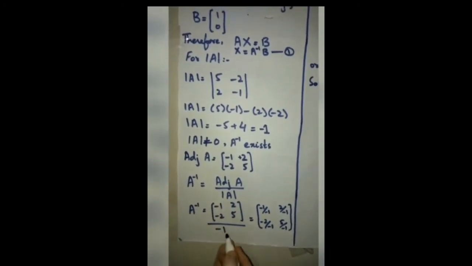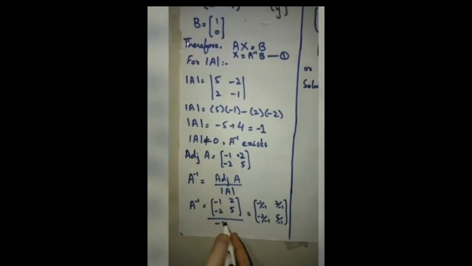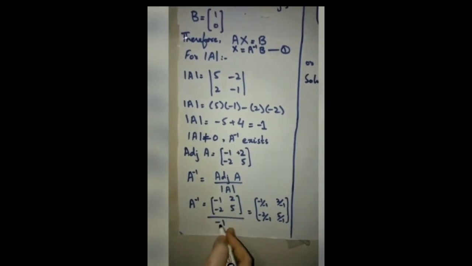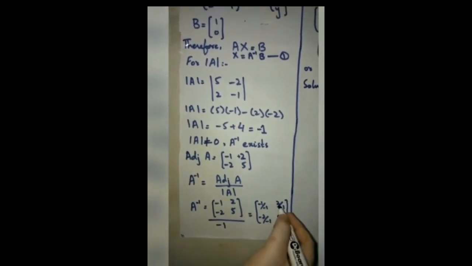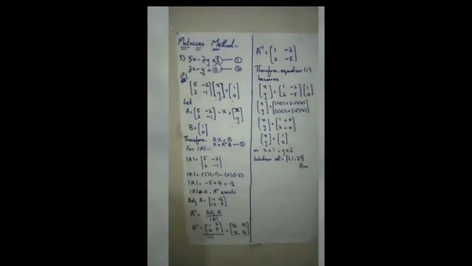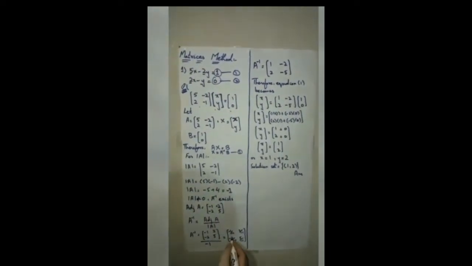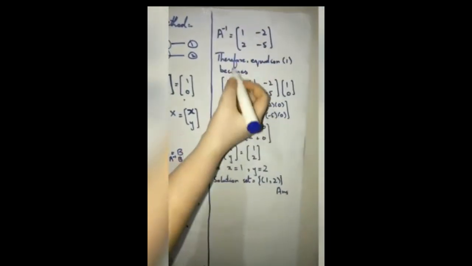Adjoint of A divided by determinant of A, we will divide all the elements by -1: -1 divided by -1, 2 divided by -1, -2 divided by -1, and 5 divided by -1. Minus minus cancel, 1. 2 upon -1 means -2. Minus minus cancel, it means 2, and -5. This is the matrix of A inverse.